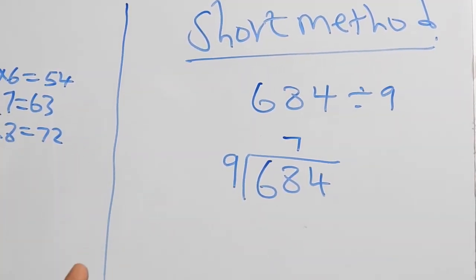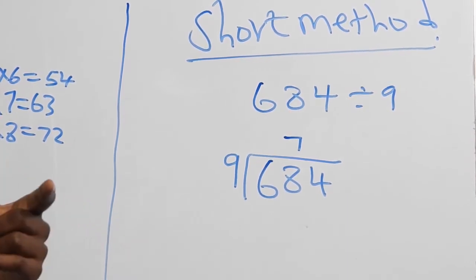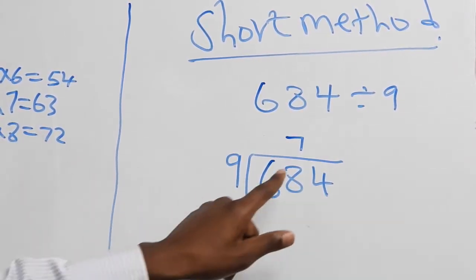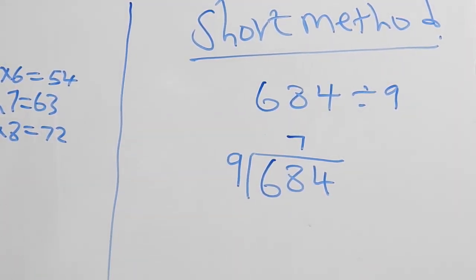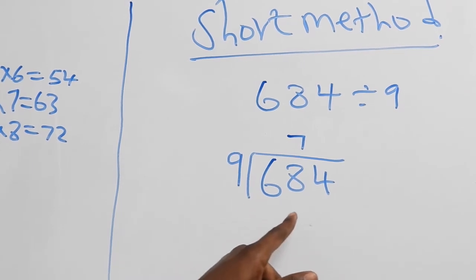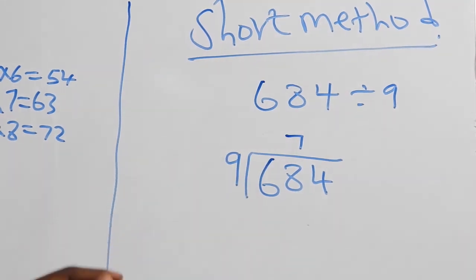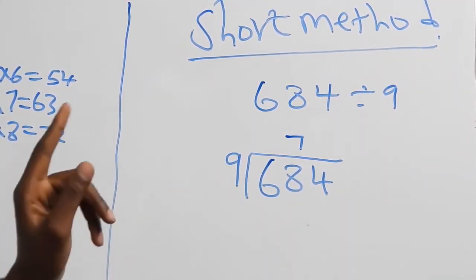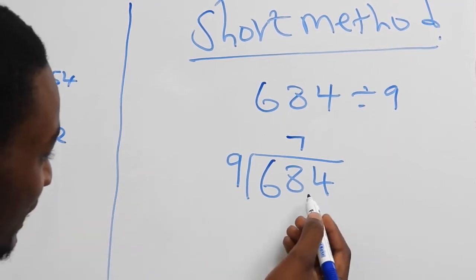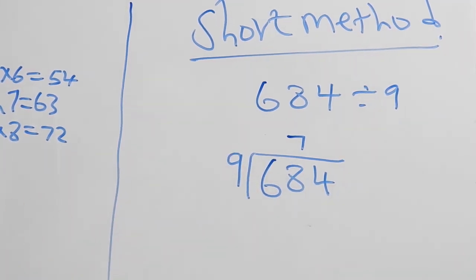Now the short method, its essence is that it helps you to develop some mental mathematics, such that you know that if you do 7 times 9, it is 63. So you have it in mind that if you have 63 here, you will have a remainder of 5, because 68 minus 63 will be 5. Now that 5, we write it to the top left of the next digit after 8. So in this case, we know that 7 times 9 will be 63. So 68 minus 63 will be 5.